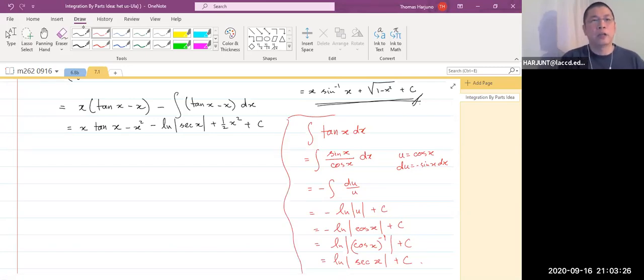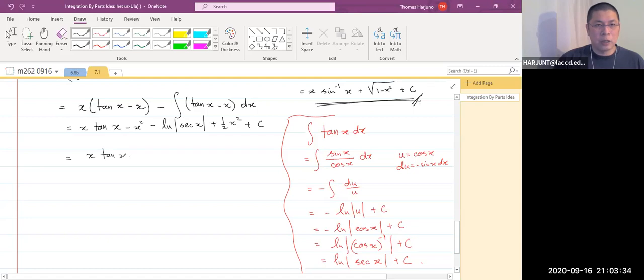That's how we get that. Okay. Anyway, I continue here. I will simplify. I get x tangent x minus 1/2 x squared minus natural log of absolute secant x. Don't forget plus constant.